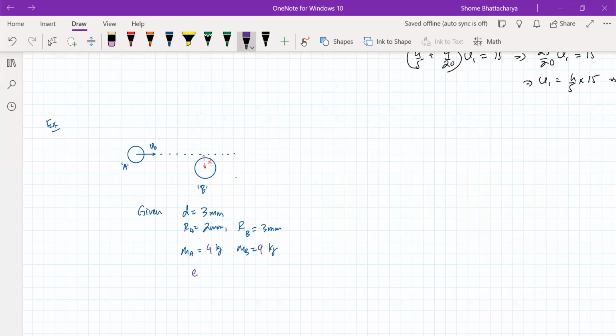And the coefficient of restitution is 0.5, let's say. Okay, so same situation, but with different masses and different coefficient of restitution. So we have to find the final velocities.